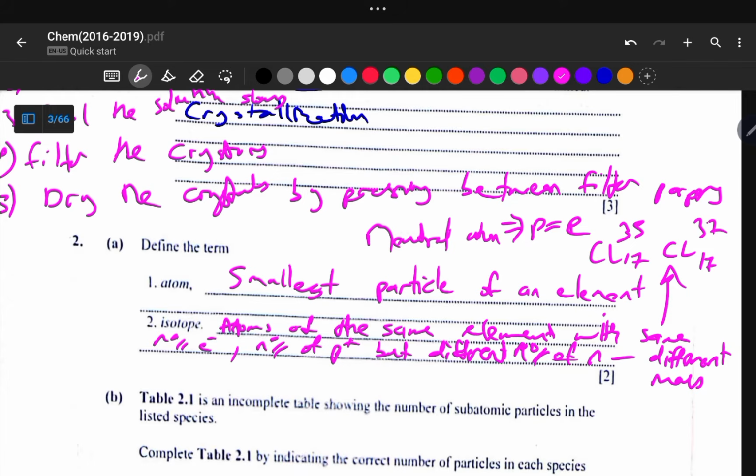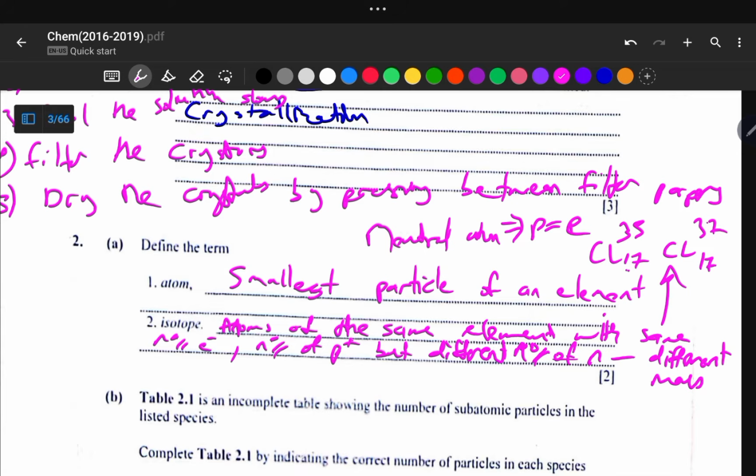So chlorine has 17 electrons and 17 protons. But here, with 17 electrons and 17 protons, what made this mass number 35 differ from this mass number 37? It is the difference in the neutron number. So the number of neutrons differs between these two atoms, right?